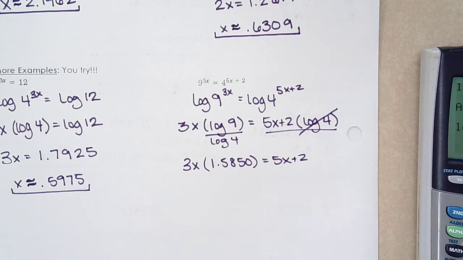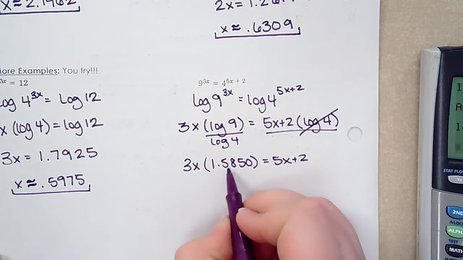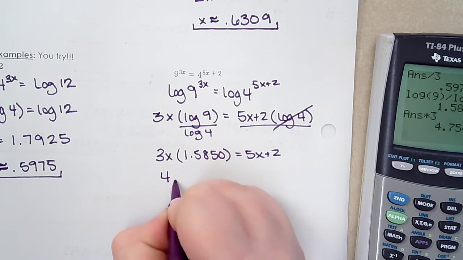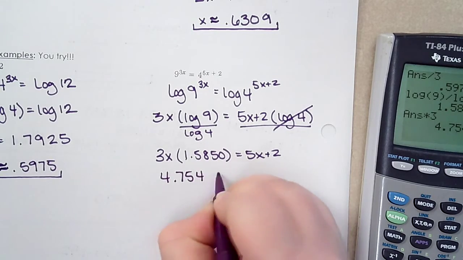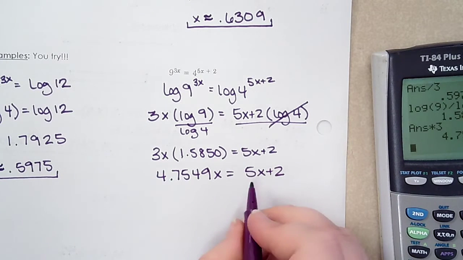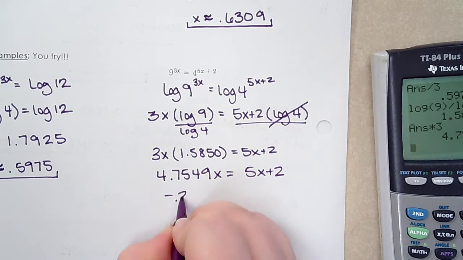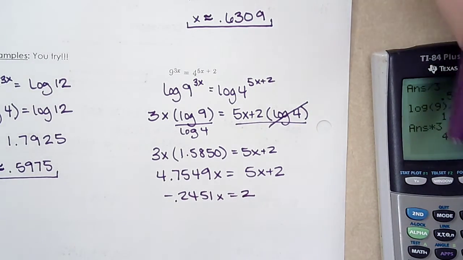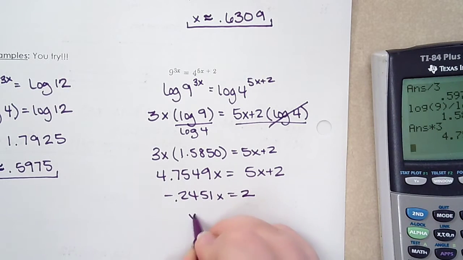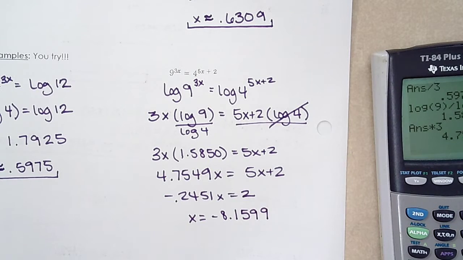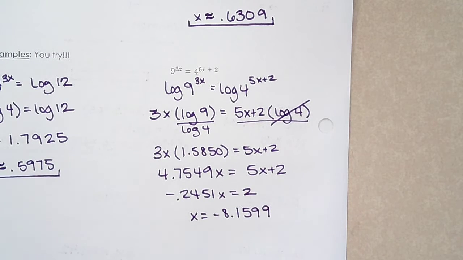Let me just check to make sure I did that right. Yep, so I'm going to multiply that in now to get this side to be approximately 4.7549x equals 5x plus 2. Solve for x. I get negative 0.2451 x equals 2. And x ends up being, let me just double check my notes here, approximately negative 8.1599. All right, so there is that.